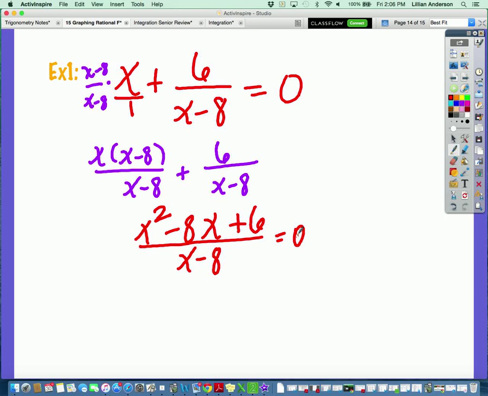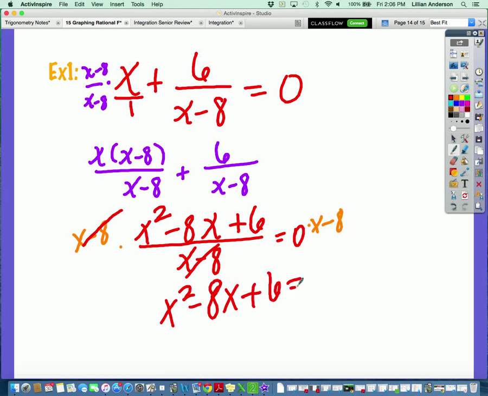And how would I solve this? Factor the top, see if you can cancel. I'm trying to solve for x. Multiply by x minus 8. I need to get rid of this denominator here. And what happens? It goes away. This becomes still 0. And so we basically have x squared minus 8x plus 6 equals 0.